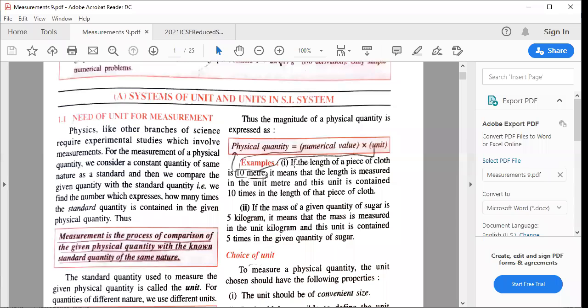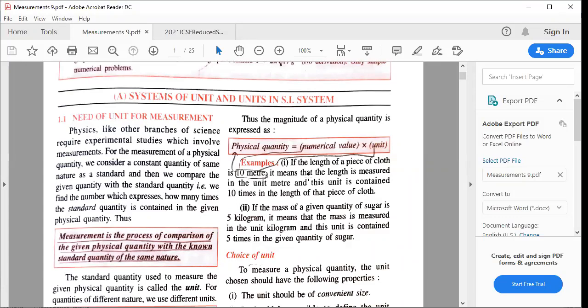Like the example here, if the length of a piece of cloth is 10 meters, so what is meter? Meter is the unit and 10 is the numerical value. So basically the length is measured in the unit meter. Okay, 1 meter, unit meter means 1 meter. So that is the standard quantity. So look at what is written: we compare the given quantity with the standard quantity. And this unit is contained 10 times in the length of that piece of cloth, therefore we say 10 meters. So we are comparing with the standard quantity.